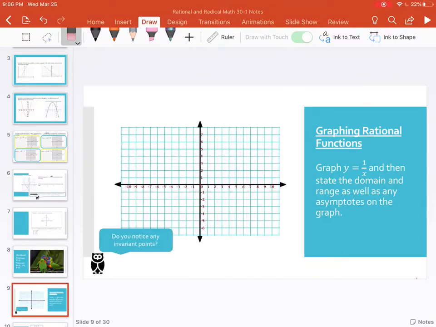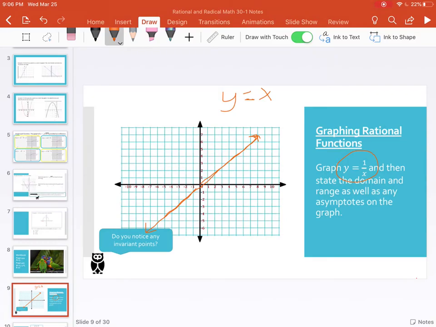Hi Math 30-1. So today we're going to look at rational functions. Before we get started, we're actually going to draw the graph y equals x because we're going to use it to compare the graph y equals 1 over x. So y equals x is going to look something like this. It's a linear line, looking something like that.